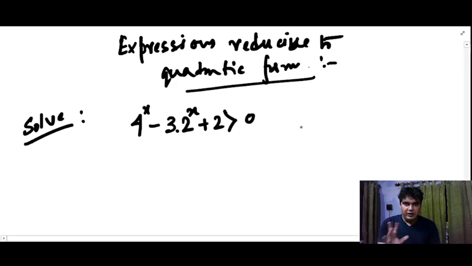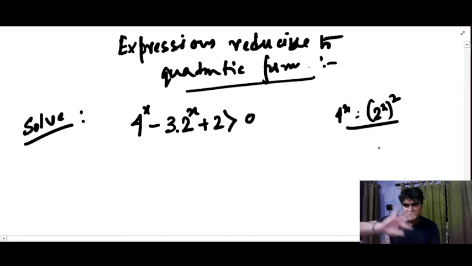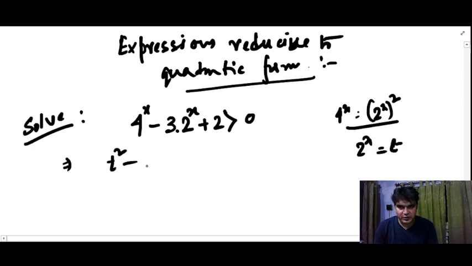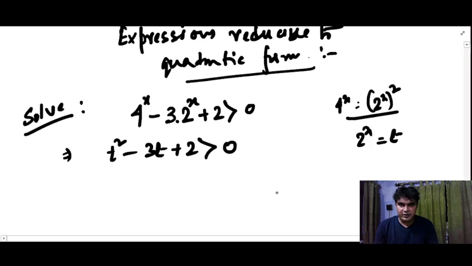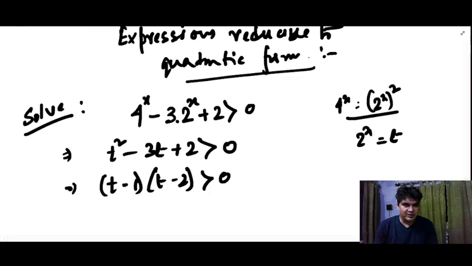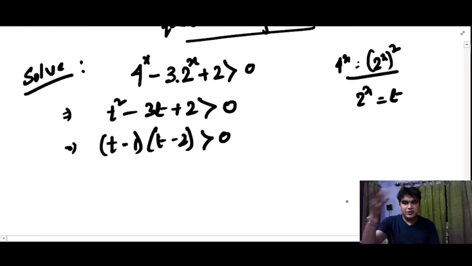Now 4 to the power x can be expressed as 2 to the power x whole square, right? So it can be transformed into a quadratic in 2 to the power x. If I take 2 to the power x equals t, this becomes t square minus 3t plus 2 greater than 0. Factorizing, I get (t minus 1)(t minus 2) greater than 0.